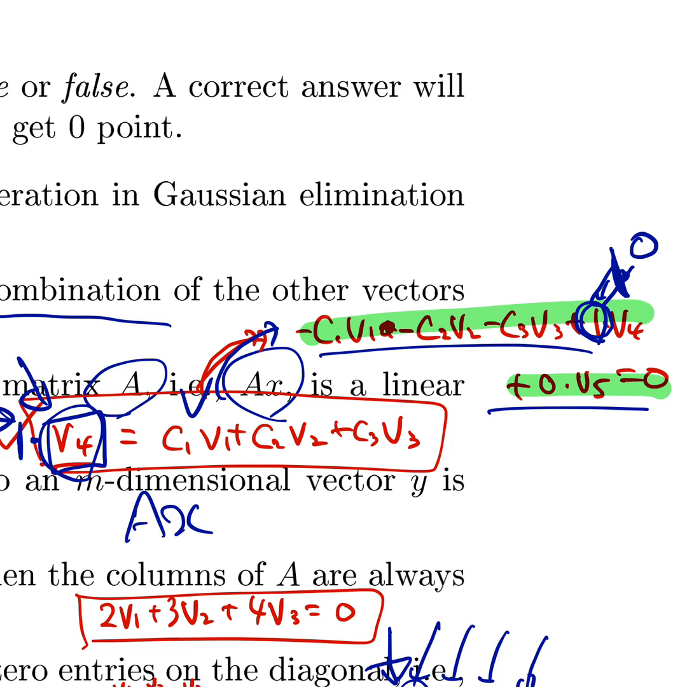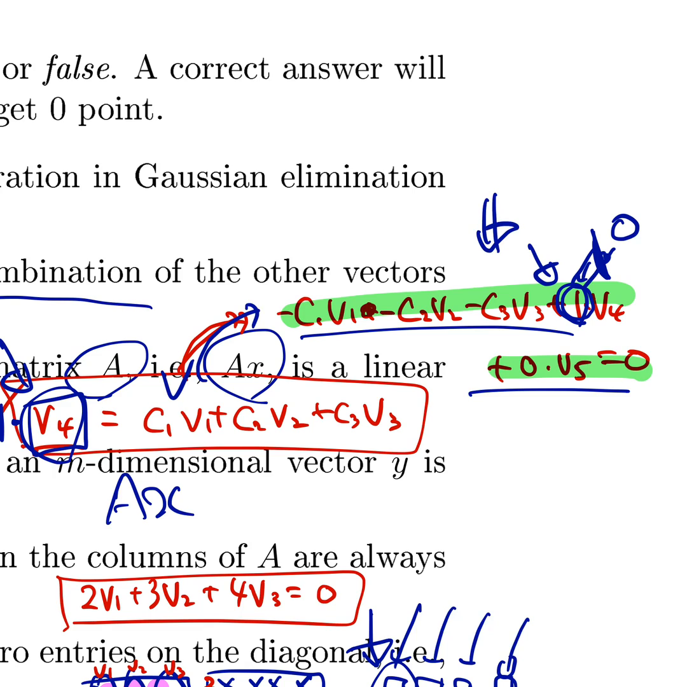But at least we know that the linear combination coefficient for v4 is non-zero, and it means that this equation lets us produce a zero vector using some set of linear combination coefficients where at least one of them is non-zero.